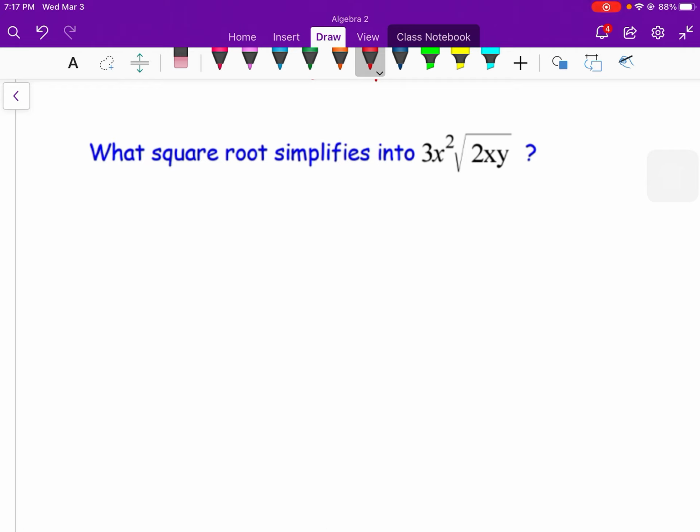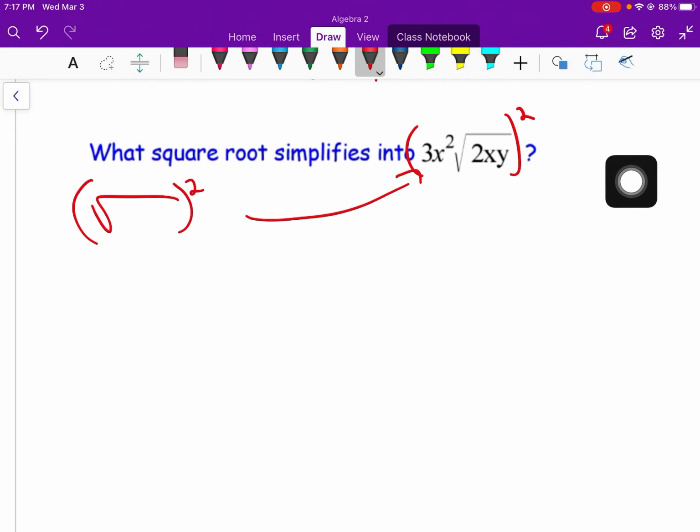All right, what square root simplifies into 3x squared times the square root of 2xy? I understand if that can sound confusing, but it's asking what square root simplifies to that. So what square root simplifies to this? Well, what we want to do is square it. We want to do that inverse operation, and then we can reverse it, and it'll simplify to this. So the inverse of square root is squaring.